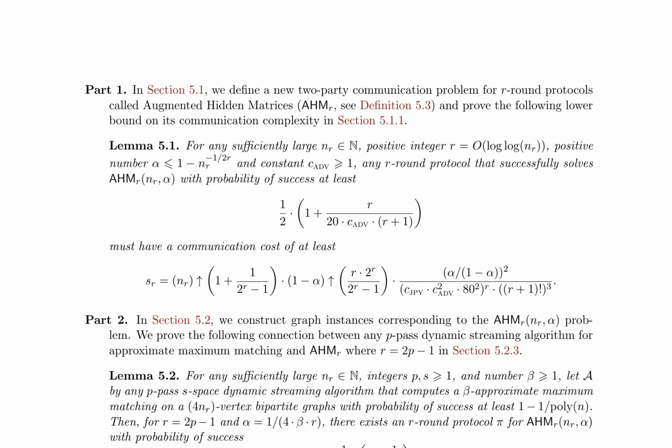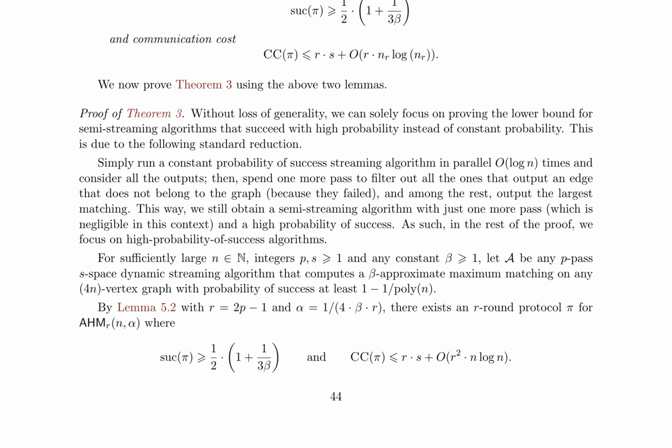The authors prove that any R-round protocol that solves AHM with a certain probability of success must have a communication cost of at least a specific value. They then construct graph instances corresponding to the AHM problem and show a connection between any P-pass dynamic streaming algorithm for approximate maximum matching and AHM, where R equals 2p+1.